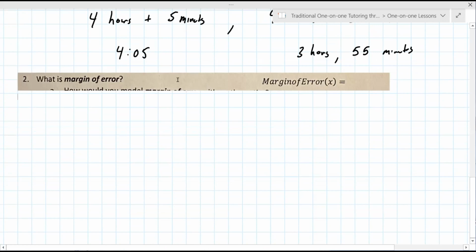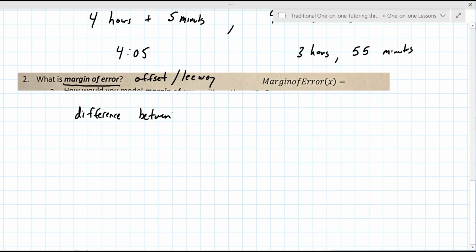Okay, what is margin of error? I've been using this word offset, and your instructor uses the word leeway. It's that you can be 5 minutes late or 5 minutes early. The thing in the distance could be 400 feet away, but it could be plus 5 feet, could be minus 5 feet. What margin of error really is, is the difference between the expected and the actual value.